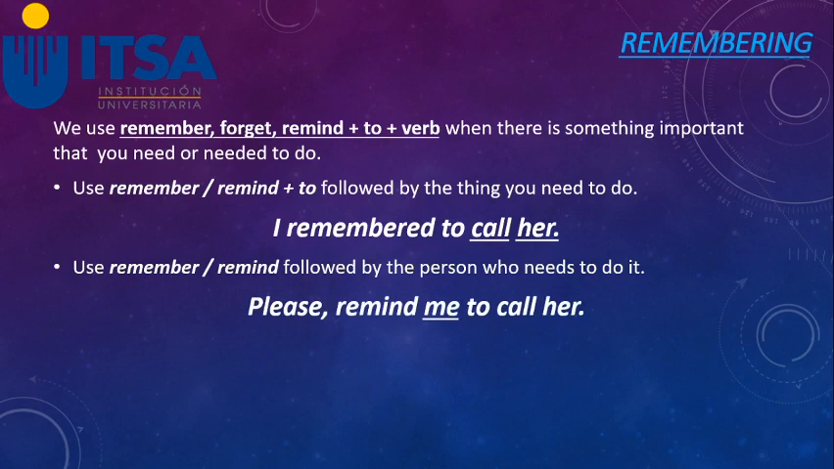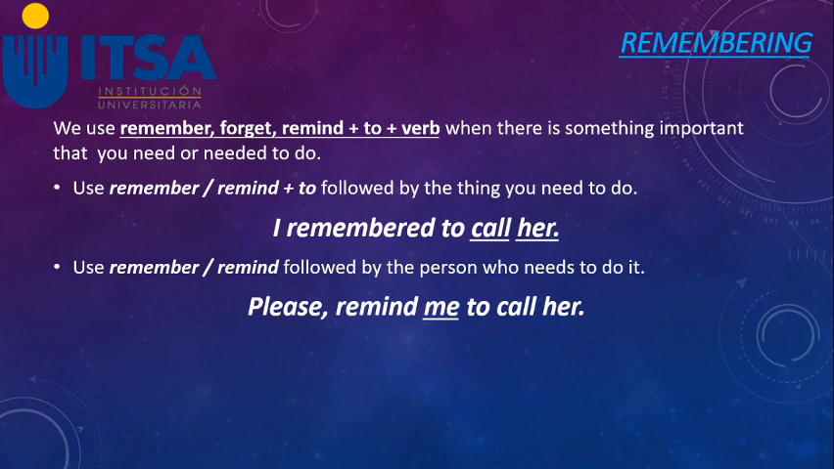En esta sección, jóvenes, recordemos, tenemos los verbos remember, recordar, forget, olvidar o remind. Cuando los acompañamos con to y otro verbo, generalmente estamos recordando que hay algo importante que necesitamos hacer o que necesitábamos hacer. Puedes usarlo en presente o en pasado. En el primer ejemplo, I remembered to call her. Utilizo el to básicamente cuando luego de remember, forget or remind voy a usar un verbo.